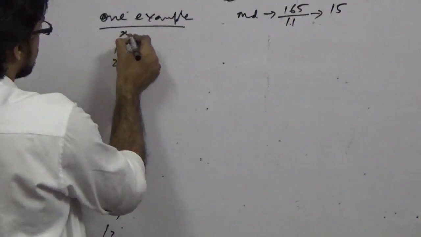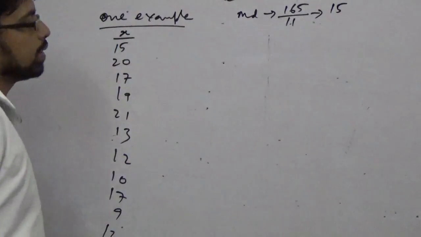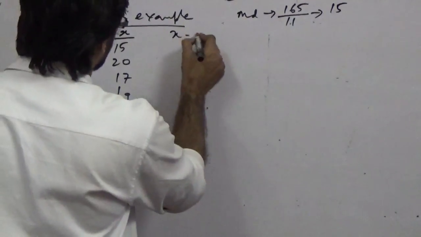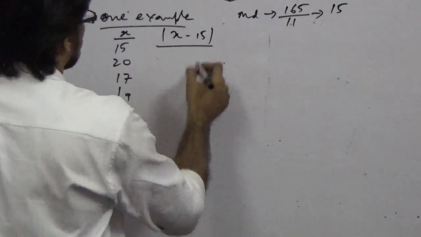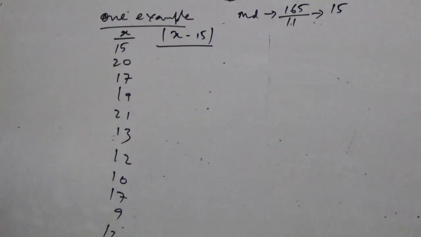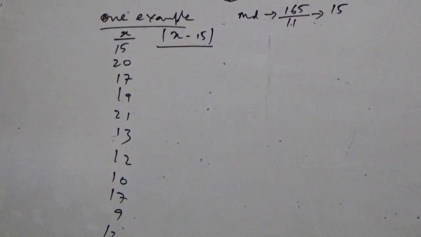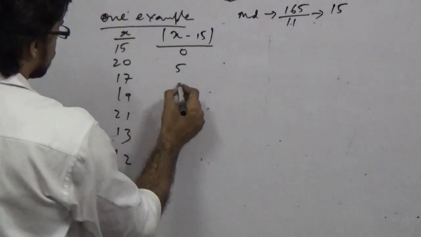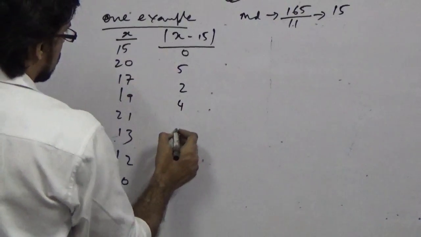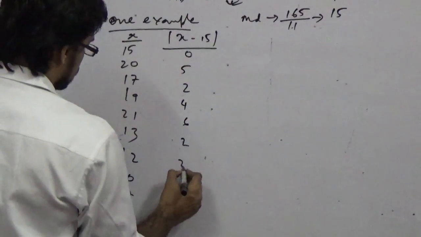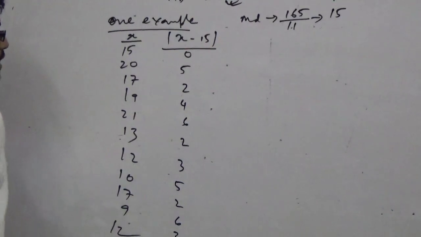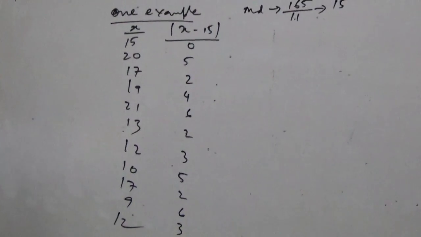So the first step is x, and the next line you have to find out x minus 15 with a modulus. What is x minus 15 with a modulus? You will get the values 0, 5, 2, 4, 6, 2, 3, 5, 2, 6, 3. As I have taken the modulus, you don't need to consider anything else.